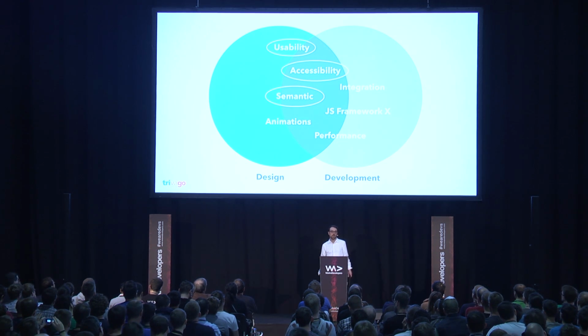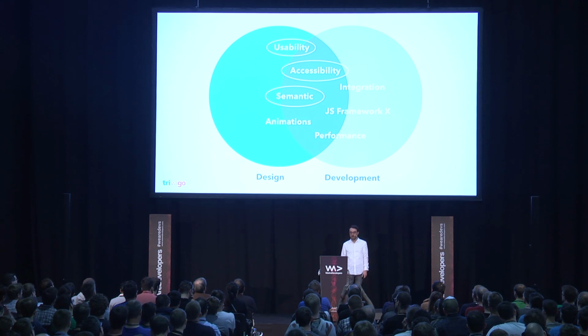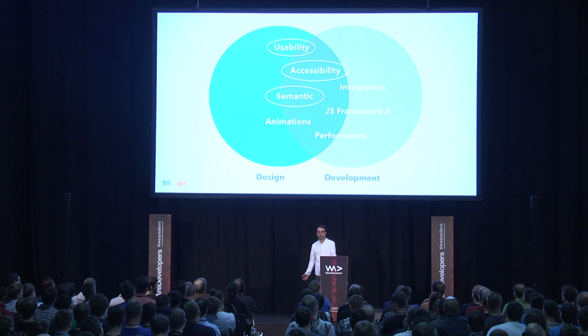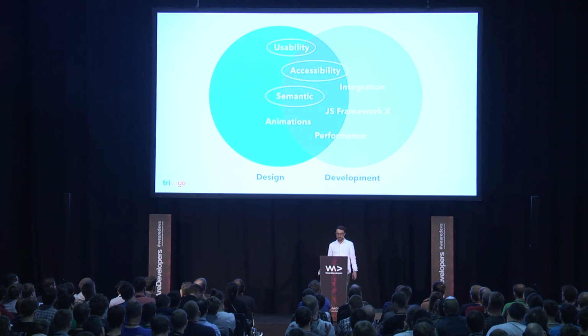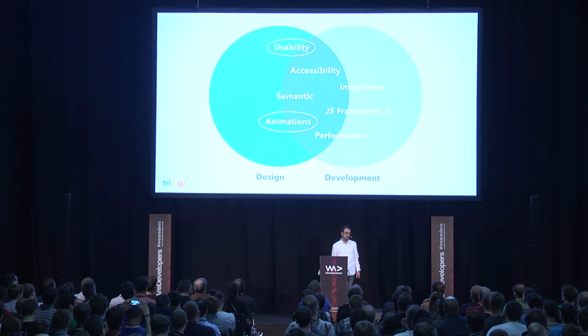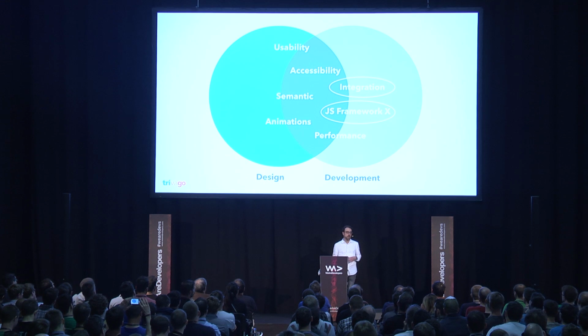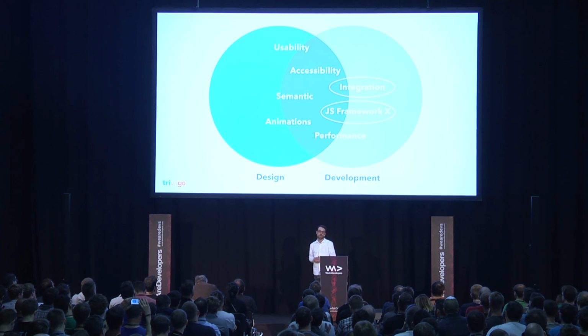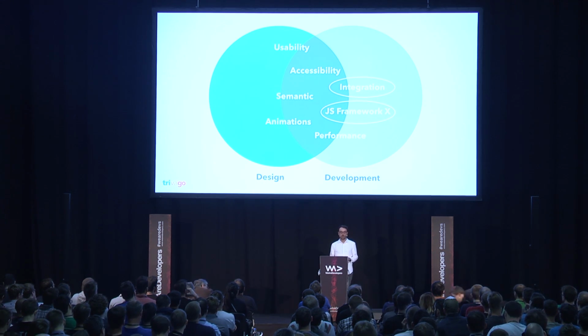And so we decided to define topic owners for some areas. For example, somebody took over the accessibility part, which then also, of course, includes semantics and usability. Same with animations, also belonging to usability, while others concentrated a bit more on the functional side of this design system and took care of the integration and the JS framework.